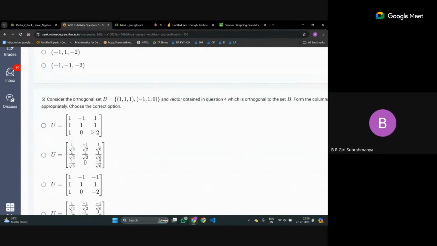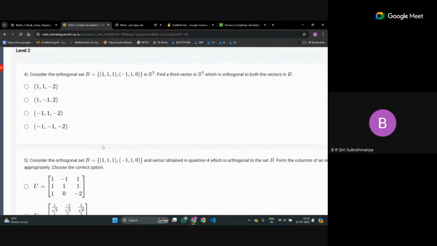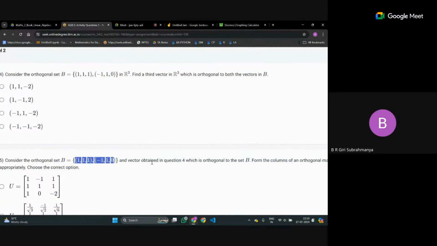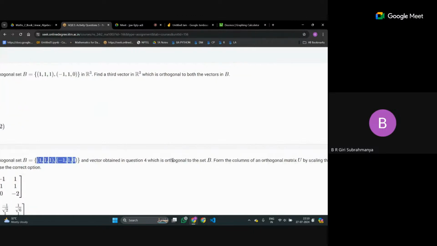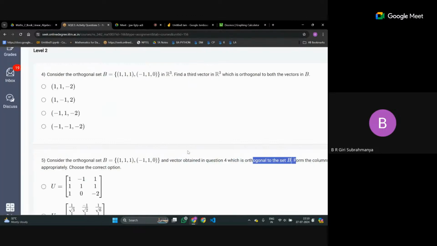Okay. Now the fifth question is, we have to again take the same set B, and the vector obtained in question 4, which is orthogonal to set B. We have to take these two vectors and take one from the options, whichever option is correct. The correct option will be orthogonal to both, correct?